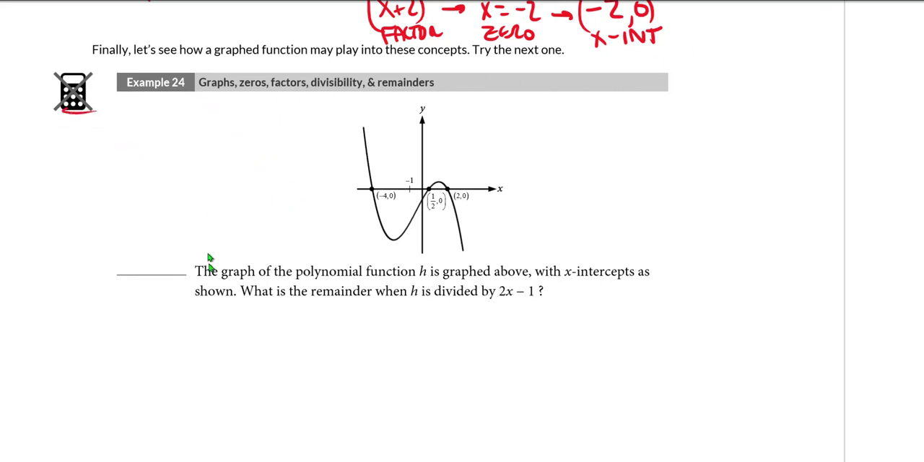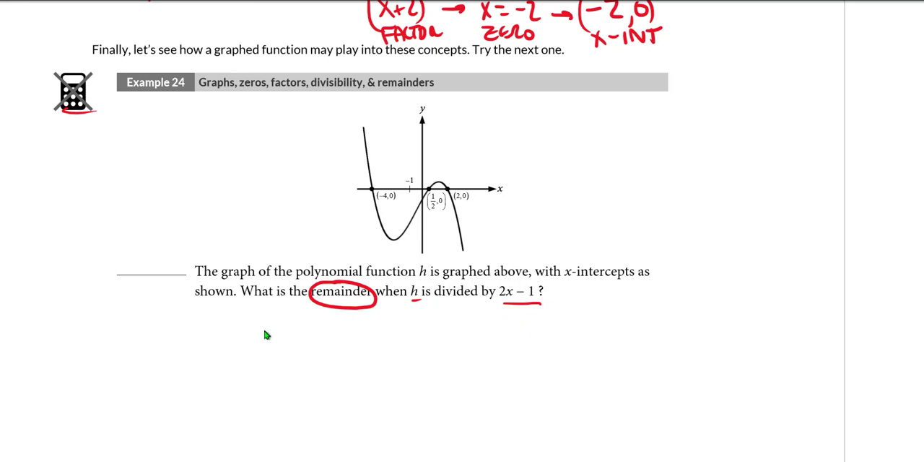In example 24, the graph of the polynomial function h is graphed above with x-intercepts as shown. Okay, I can see the x-intercepts. They are shown. They are labeled. What is the remainder when h is divided by 2x minus 1?